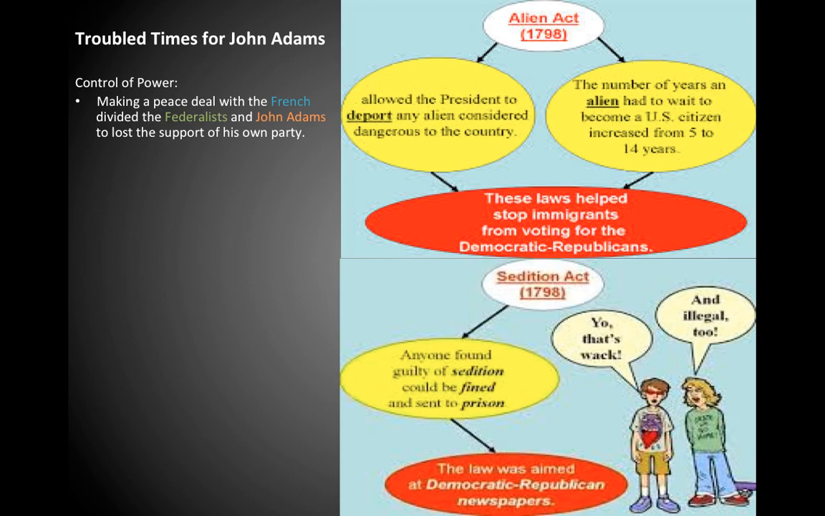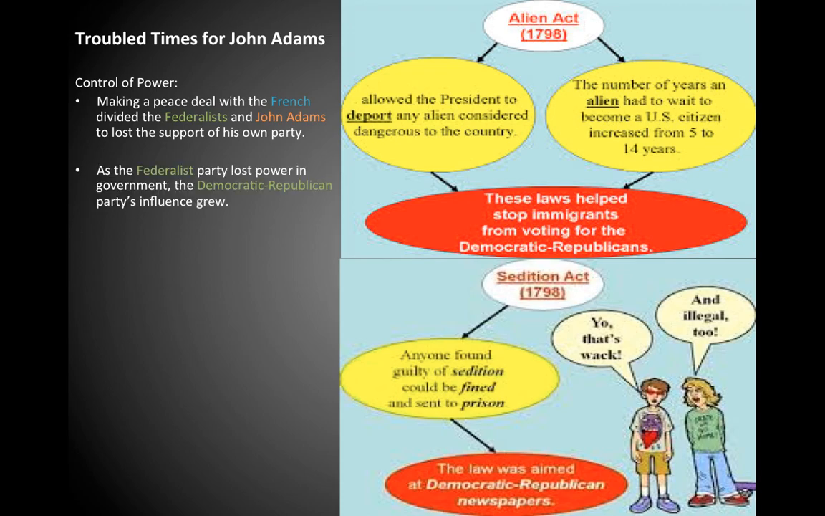Now, another issue, though, with Napoleon is that we made a peace agreement with France. Okay, once Napoleon took power, that peace deal divided the Federalists. Some Federalists supported the peace deal. Other Federalists did not support the peace deal, and that caused John Adams and the Federalists to lose control of the government.